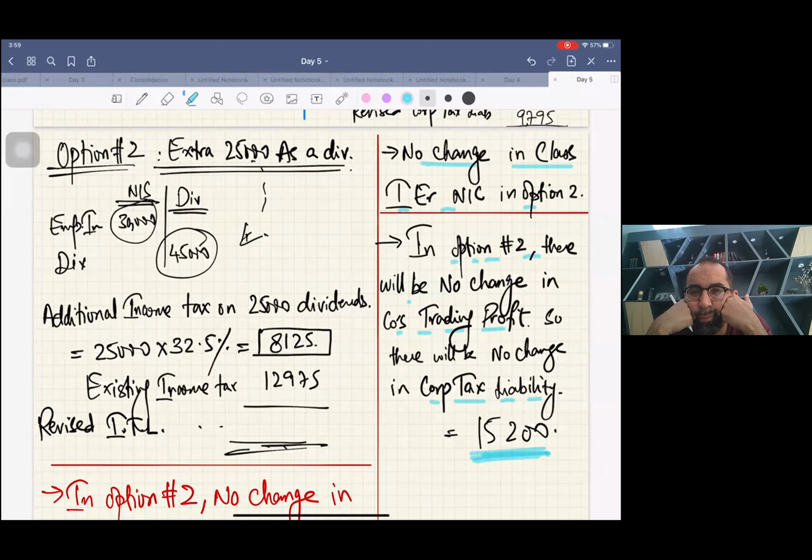Then finally, see this. No change in class 1 employer NIC, nothing, because on dividend there is no class 1 employer or class 1 employee NIC. Now look at it from Kaya's point of view. I'm doing something with a shortcut, and even the examiner requests you to do it like that.